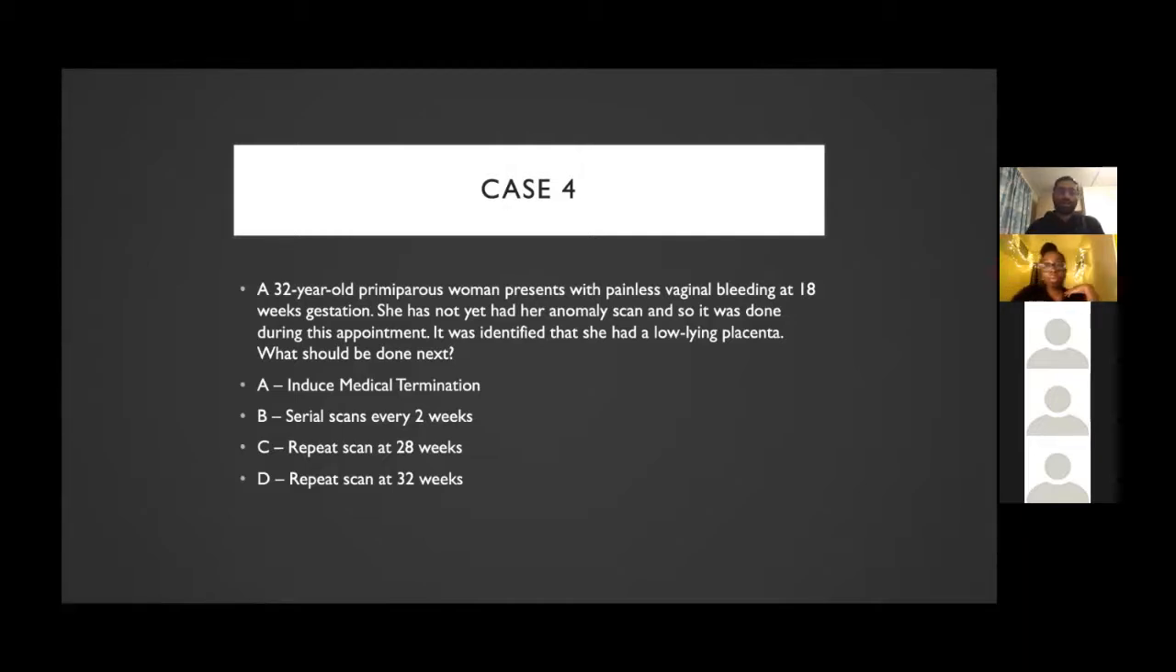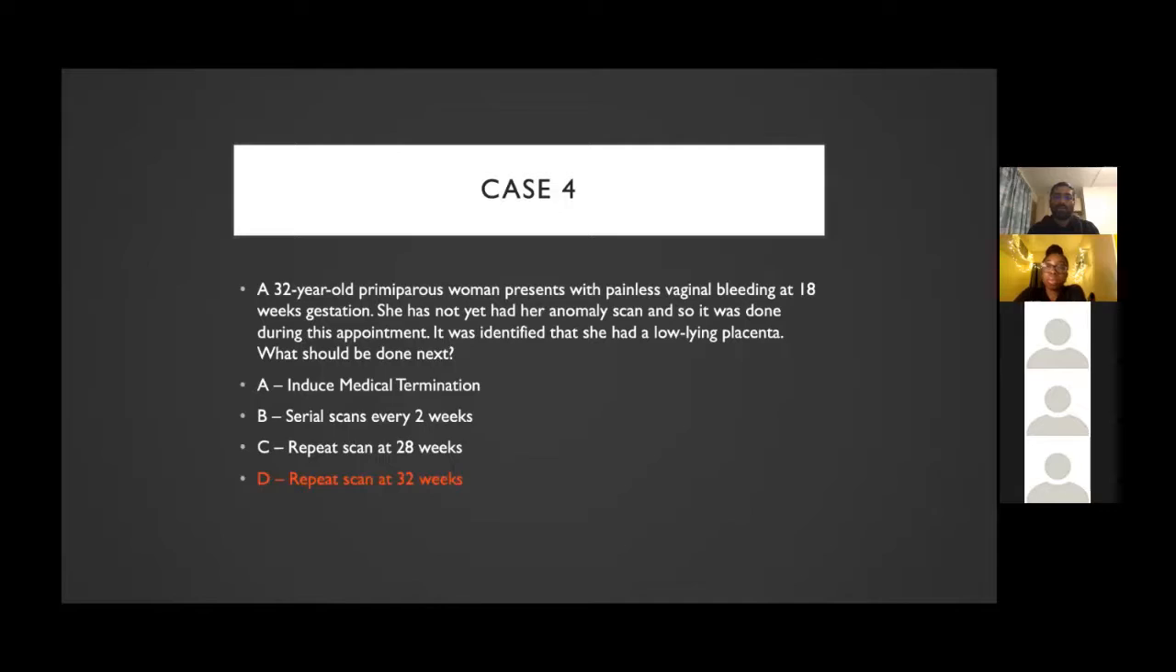So I think the most popular answer was serial scans. But the actual answer is repeating her scan at 32 weeks. I don't know why. I understand maybe why people put serial scans, because you just want to make sure that the placenta isn't dropping down, or you want to just reassure the patient.